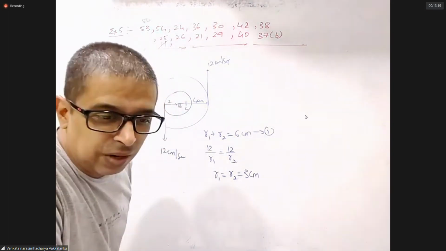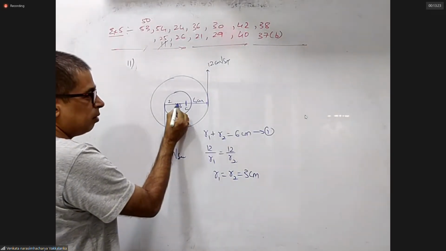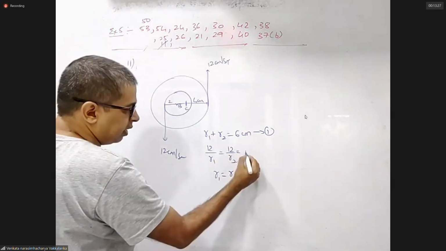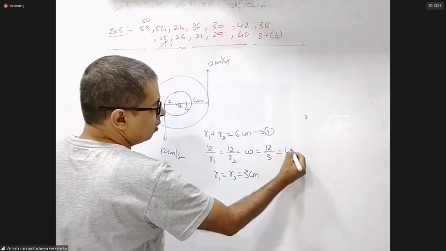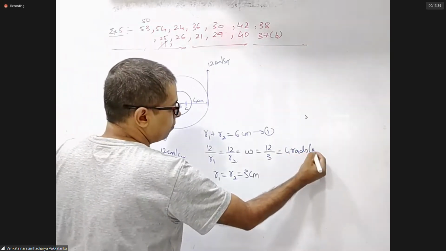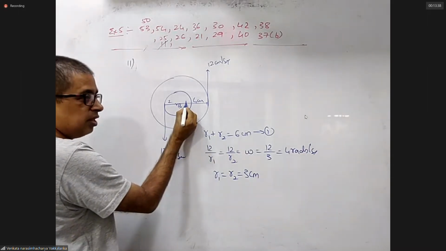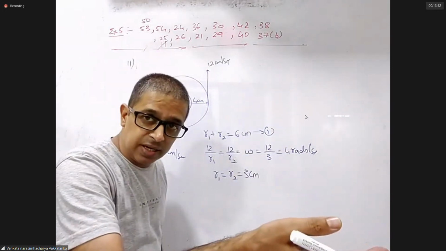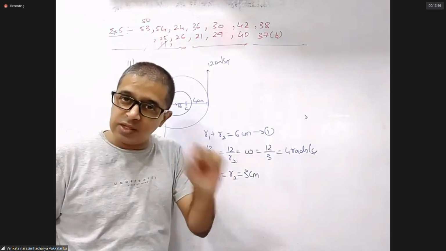Because once I get omega from the velocity of the slider block, I know R1 and R2. Can I find out omega? Omega is 12 by 3, 4 radians per second. Once I get omega, velocity of this with respect to the instantaneous axis plus velocity of the instantaneous axis with respect to ground is the velocity of this point with respect to ground.